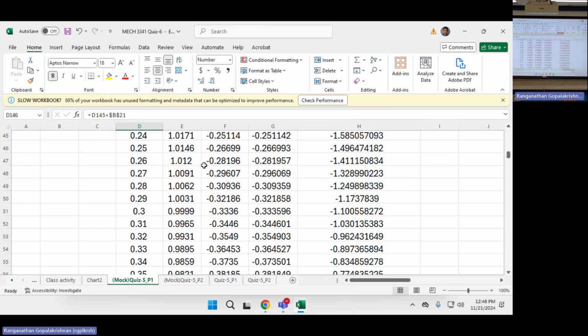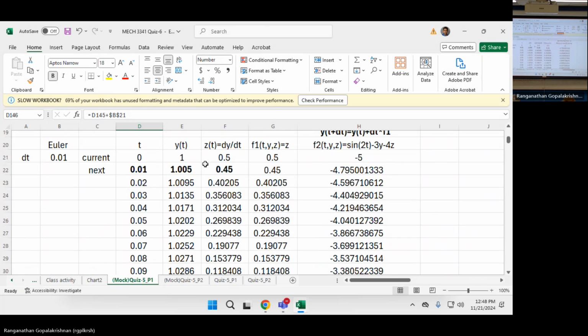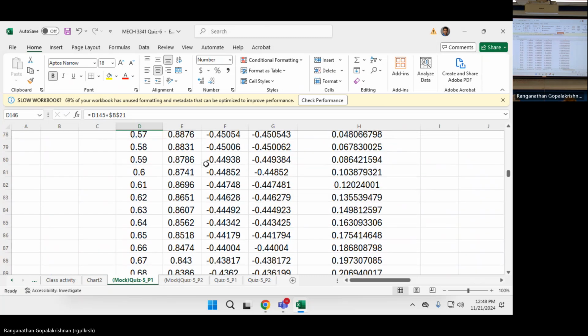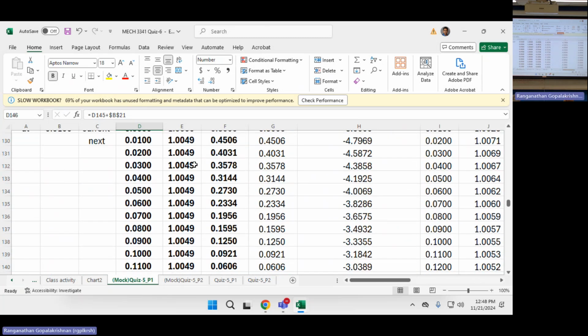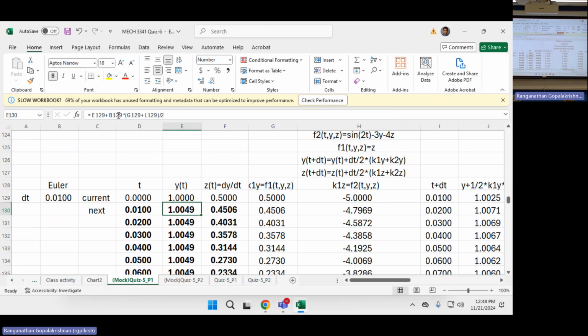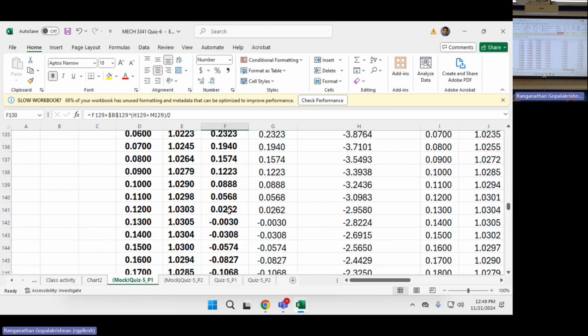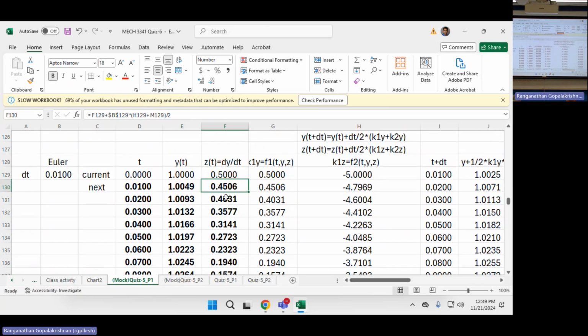Is it correct? Did I make any mistake in my haste? Dollar sign. I've been telling you all day, dollar sign. Freeze it. There we go. Okay, so the solution is changing.